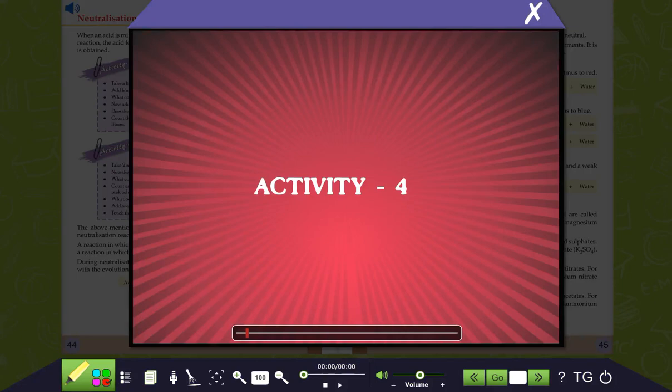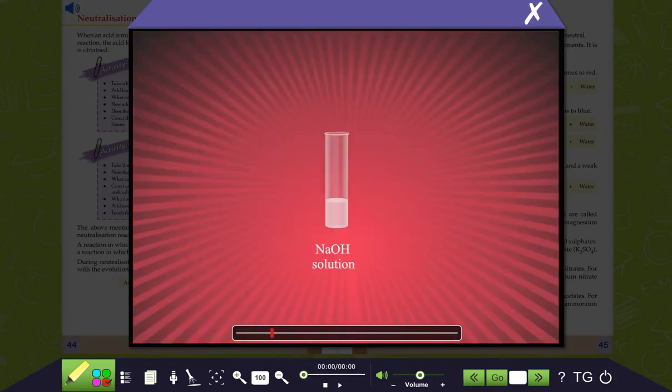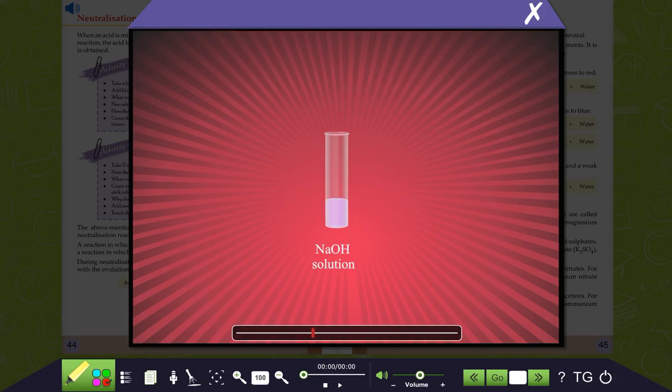Activity 4. To show heat is released during the neutralization reaction. Take 2 ml dilute NaOH solution in a test tube and add a drop of phenolphthalein solution to it. Note the color of NaOH solution and phenolphthalein solution. Are they colorless? What color change do you observe after addition of phenolphthalein? Does it change to pink?